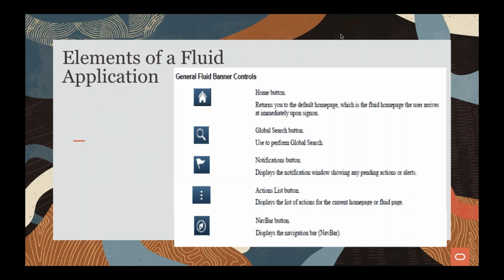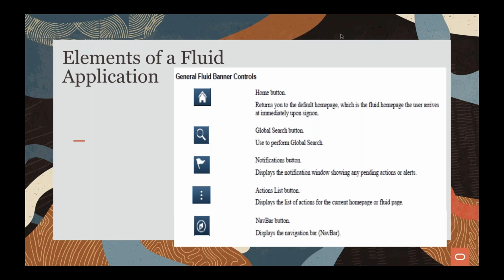Okay, so new things for you on that banner are obviously some of the icons. We've tried to make these icons as systematic to all of the applications that you're using, so you don't have to relearn things. So a lot of them should be fairly straightforward. The house is the home button that returns you back to the default homepage, which is your fluid homepage, where you sign on. The magnifying glass performs global searches. The little flag is your notification, so anything that is pending for you to work on will be listed there.